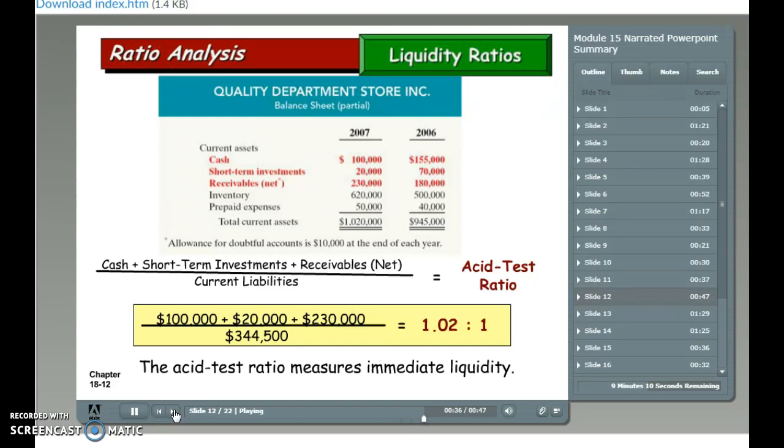The acid test ratio measures immediate liquidity because it includes the most liquid of assets in the calculation. The acid test ratio for a company will be smaller than its current ratio.